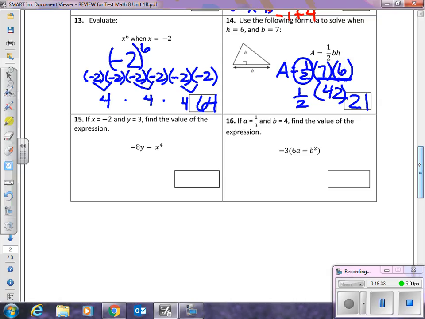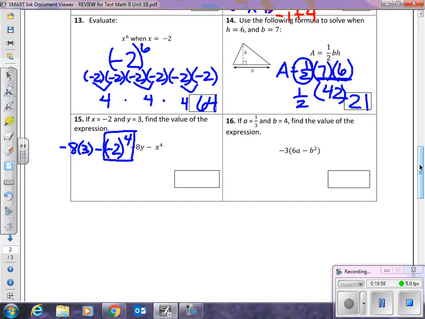Okay, when you get down to number 15, again, we're substituting negative numbers in, so be careful with your signs. All right, so we have negative 8 times 3 minus, now we want to put parentheses because there's a negative number, -2 to the 4th power, right? We do have to do exponents first. You cannot do double signs. Exponents come before double signs, right? So we need to take care of this piece before we do anything else in the problem.